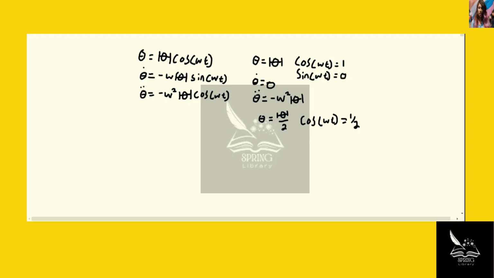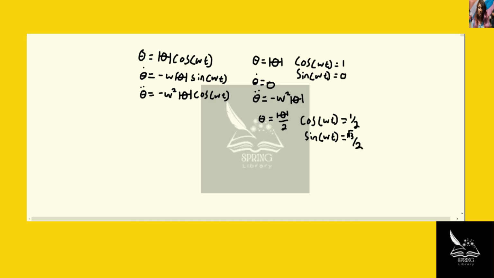Now, at this point, the sine could be equal to two different things, depending on whether the cosine is increasing or decreasing. But luckily, the problem tells us that the cosine is decreasing, so we know that the omega t is going to be 60 degrees. So sine of 60 degrees is going to be equal to root 3 over 2.